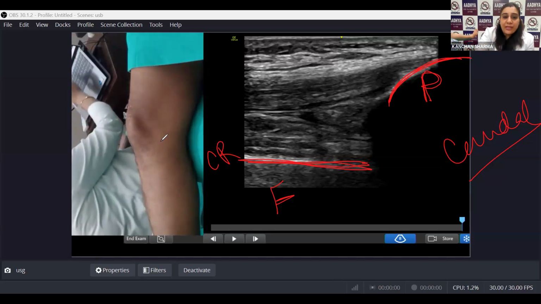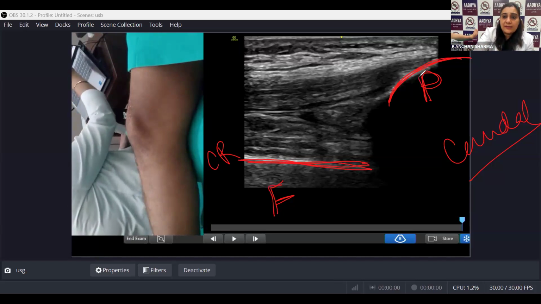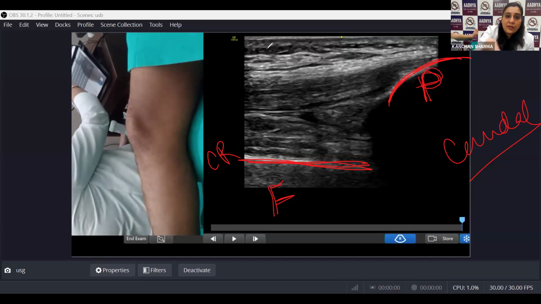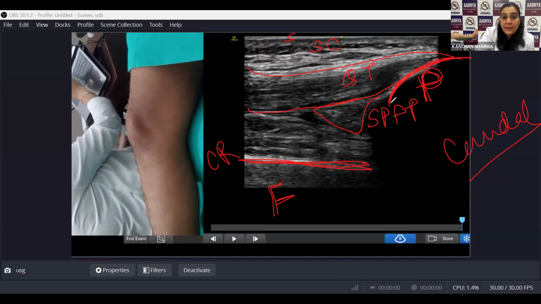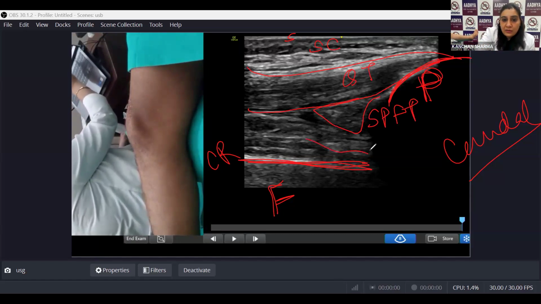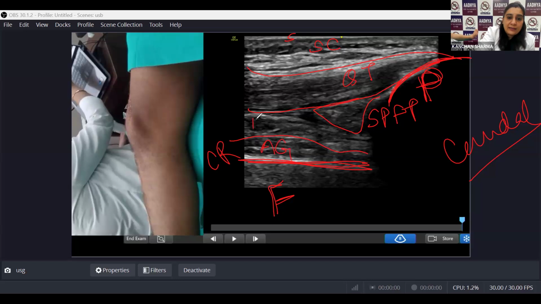Sorry. So this is the femur and this is your patella. So what are we seeing here? This is the skin. This is your subcutaneous layer. This whole thing which you are seeing here is your quadriceps tendon. Okay. Now what you are seeing here is your suprapatellar fat pad. And what you are seeing here is the articularis genu muscle, and this is your prefemoral fat pad.